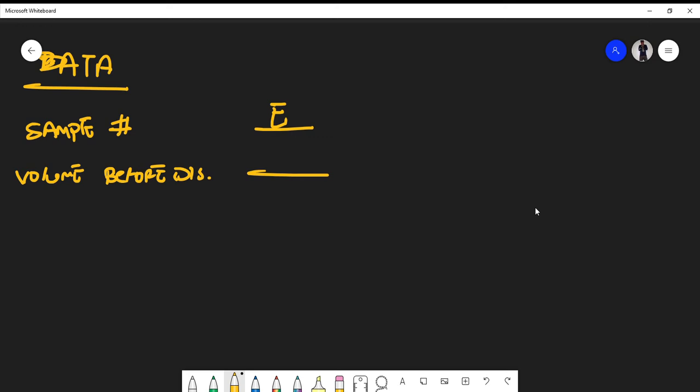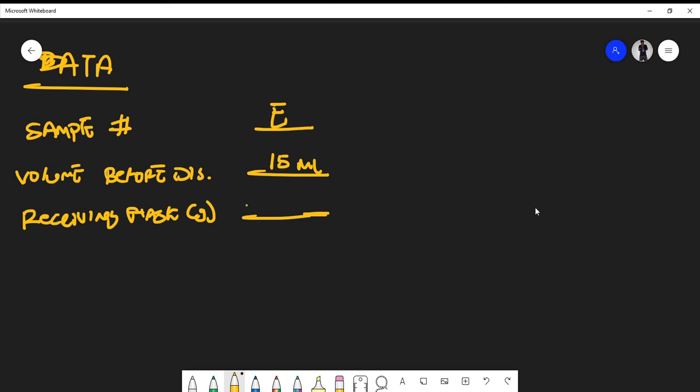Right? So I'm going to go with some numbers that I did when I was in organic chemistry. So the volume I received before distillation, you have to measure, and I measured it to be 15 milliliters. Now, you must know what the receiving flask weighs, right? So you must get the weight of the receiving flask.